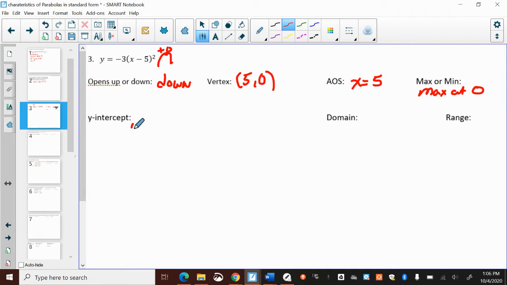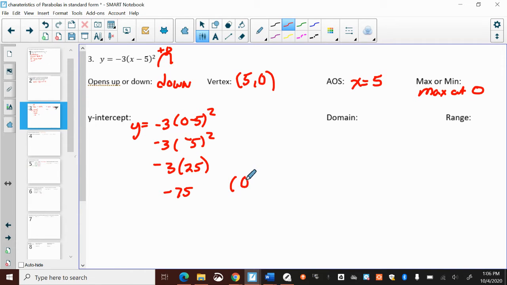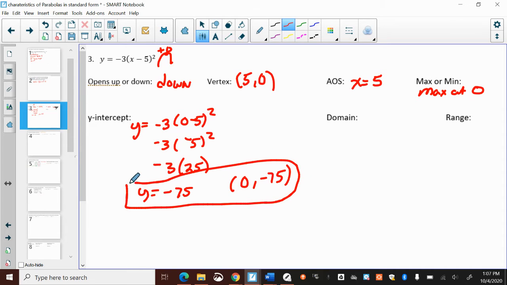To find the y-intercept, we substitute in 0 anywhere we see an x. It's going to be -5 squared minus 3 times 25. So we are going to get here minus 75. Y-intercept would be 0, -75. It is kind of implied when you talk about intercepts with the other one 0, but we should be writing it in this form. Domain is always all real numbers for all parabola.